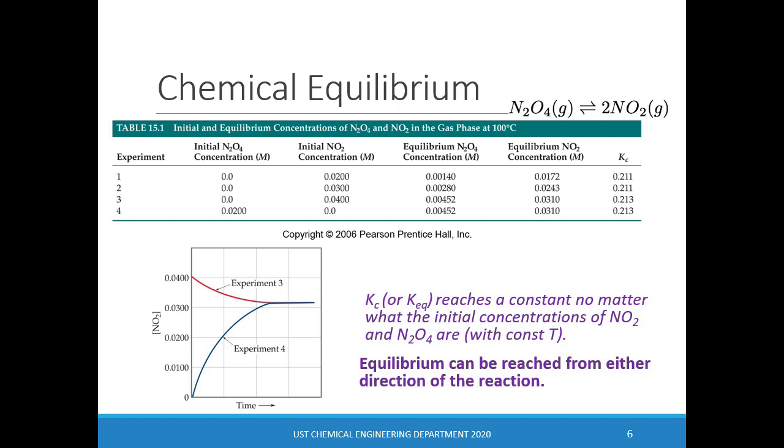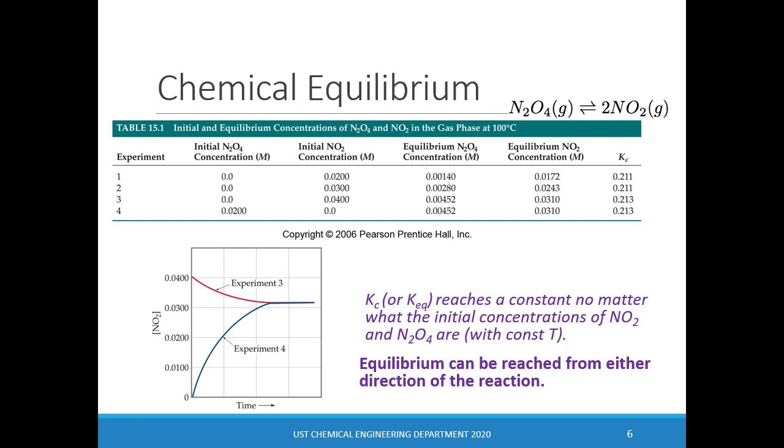Now, what if we change the concentration of the reactants? Will equilibrium still happen? Or what if we start the reaction by doing the reverse reaction first? Will the forward reaction happen and will equilibrium be reached? The answer to these questions is yes. Equilibrium can be reached from either direction of the reaction as long as temperature is held constant.